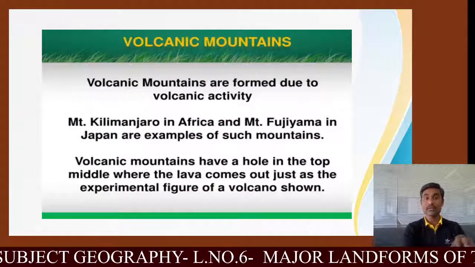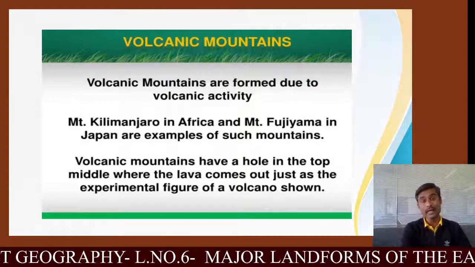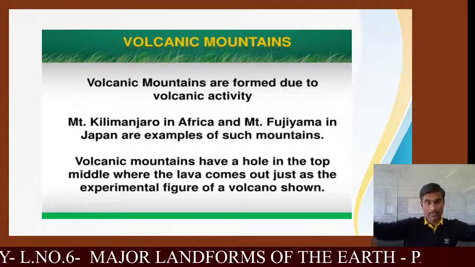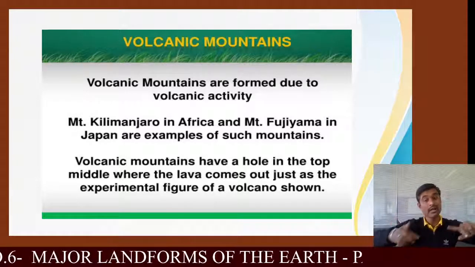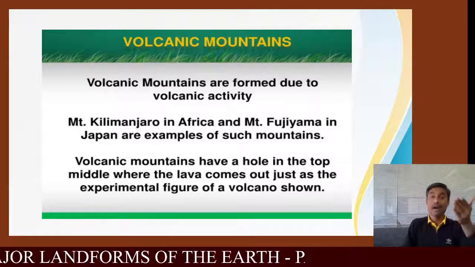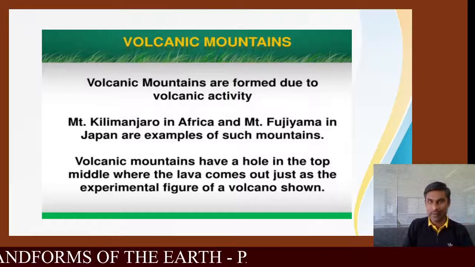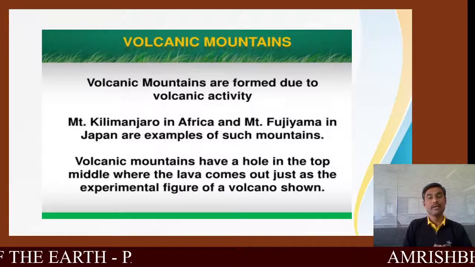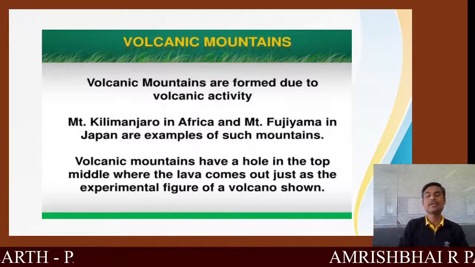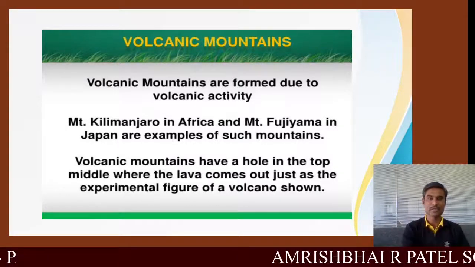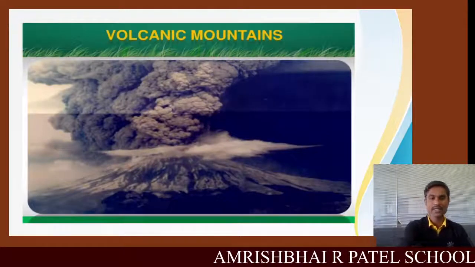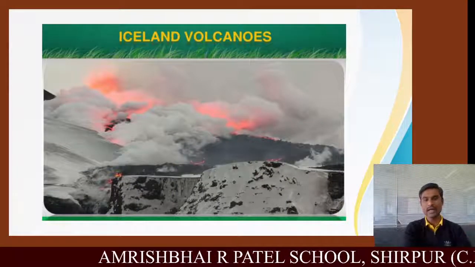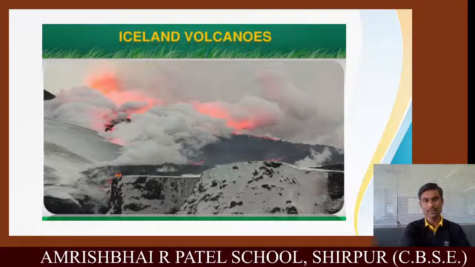Next are volcanic mountains. They are formed due to volcanic activity. In a volcanic eruption, as you know, the molten magma inside the earth comes out of the vent and solidifies on the surface. Mount Kilimanjaro in Africa and Mount Fujiyama in Japan are examples of mountains that exist on the earth's surface because of volcanic eruption. Volcanic mountains have a hole in the top middle where the lava comes out, just like the experimental model of the volcano we have seen. You can see the lava coming out at the top. These are called Iceland volcanoes.